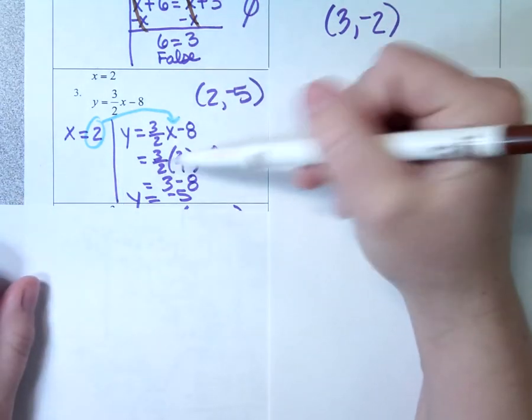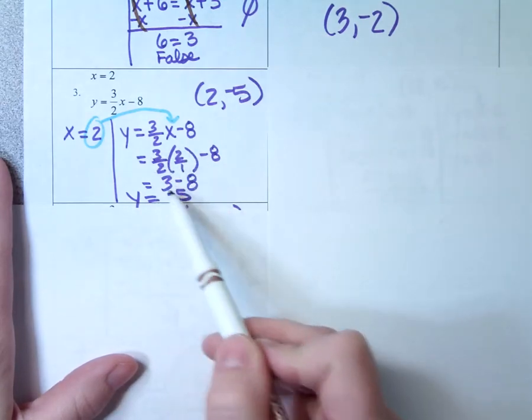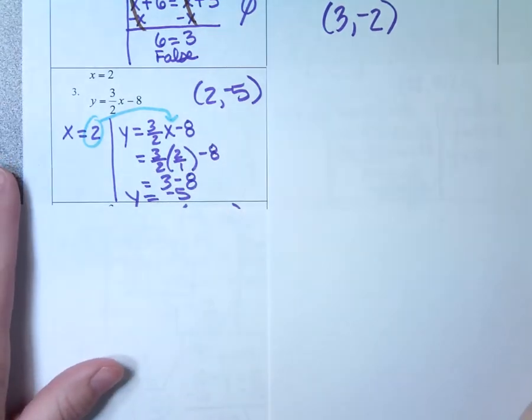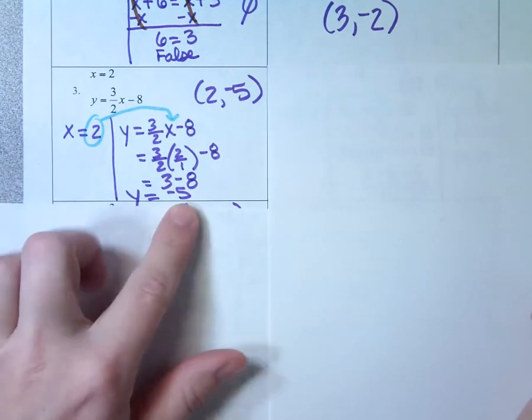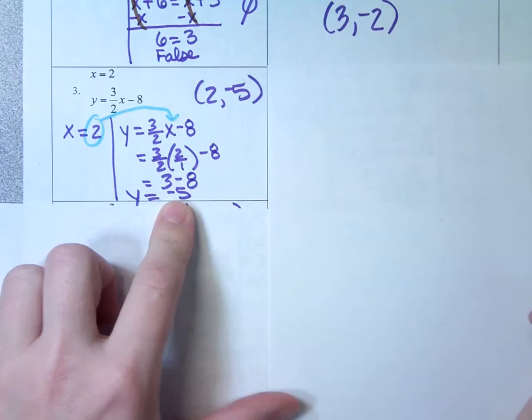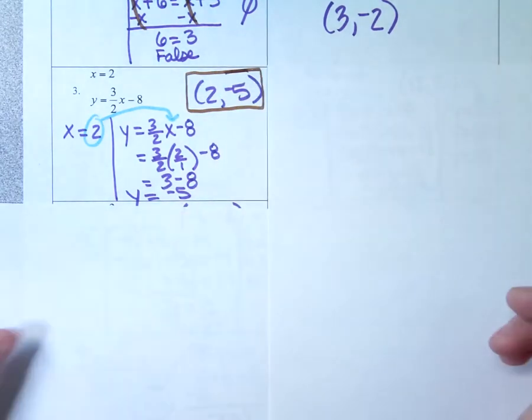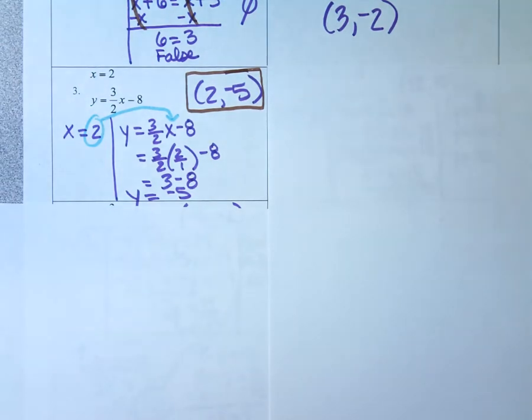And if I take 3/2 times 2, I get 6 over 2, and 6 over 2 makes 3, and 3 minus 8 makes negative 5. And I'm done. I stop because I have my x answer, I have my y answer, so I can just write them down. So here it is with substitution, bread, meat, bread. So let me show it to you by graphing.